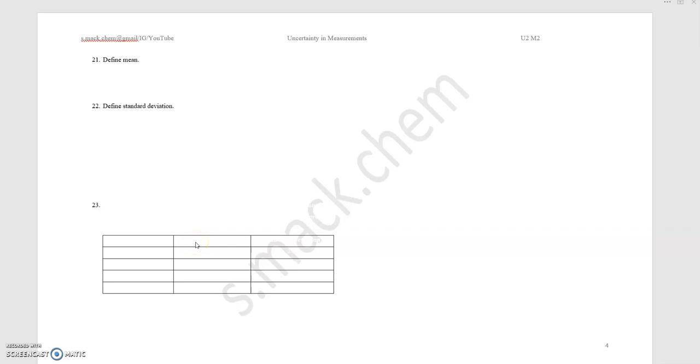We're going to talk about mean and standard deviation and the significance of standard deviation. So let's start with our definition of mean.